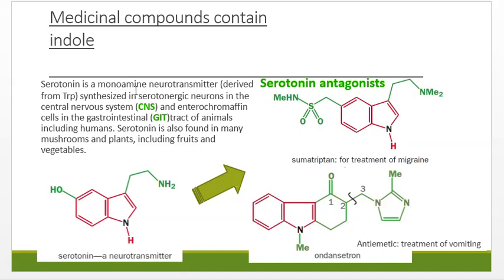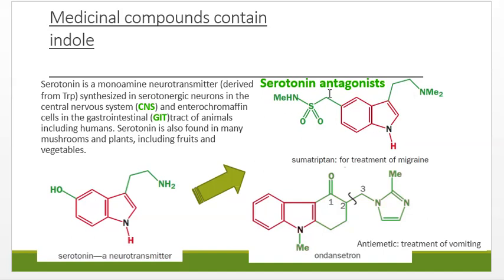Serotonin is a monoamine neurotransmitter derived from tryptophan, synthesized in serotonergic neurons in the central nervous system and enterochromaffin cells in the gastrointestinal tract of animals, including humans too. Serotonin is also found in many mushrooms and plants, including fruits and vegetables.